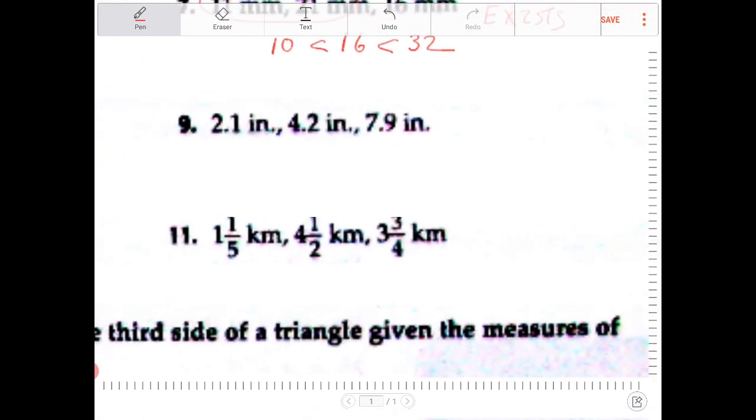Let's try it again for number 9. I want to take 2.1 and 4.2. Add them together, I get 6.3. Subtract them, I get 2.1. 7.9 is not in between that, so it does not exist.